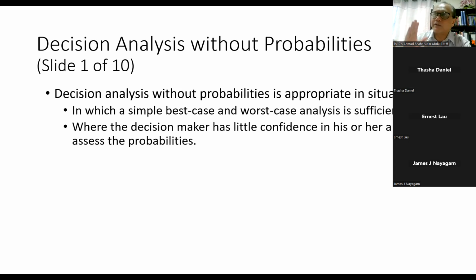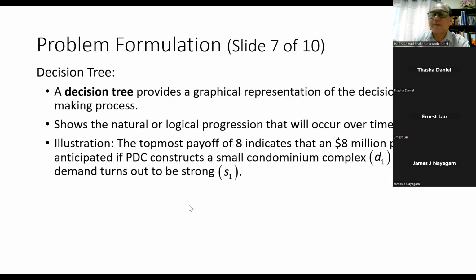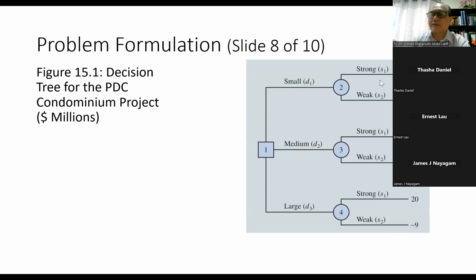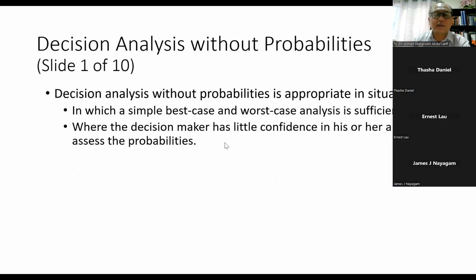Okay, the worst case, if there is weak demand, what would be the best case? The best case for the weak demand is to do 30 condominiums. You can still make 7 million. So this is decision making without probabilities. When do you do this? Where you have little confidence in assessing the probabilities. Okay, so you just look into this.